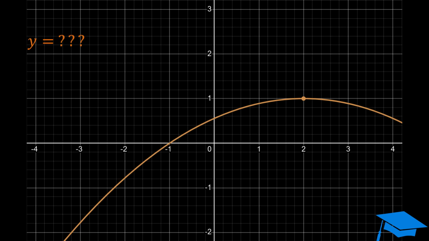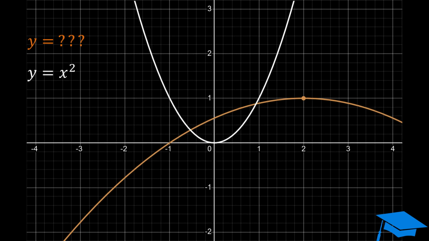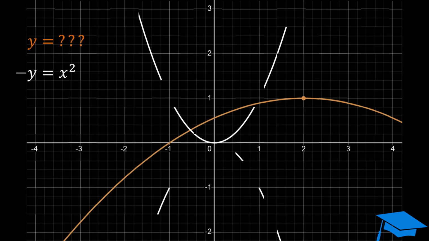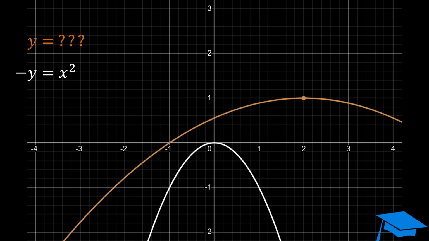What is its equation? We start from the standard parabola with the equation y equals x squared. Notice that, compared to the standard parabola, the one given is flipped upside down, so we apply a reflection over the x-axis by replacing y with minus y.